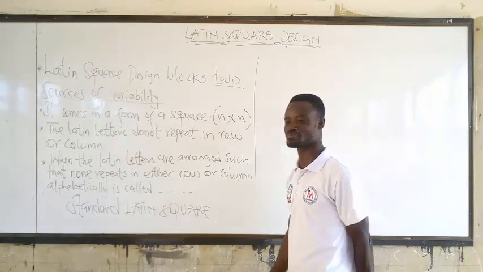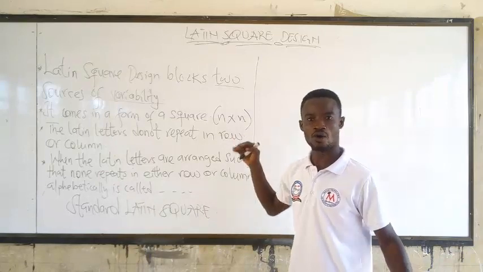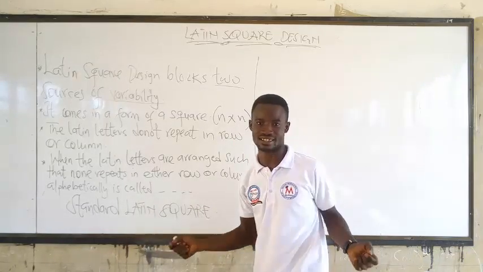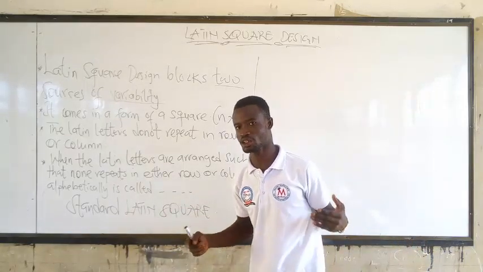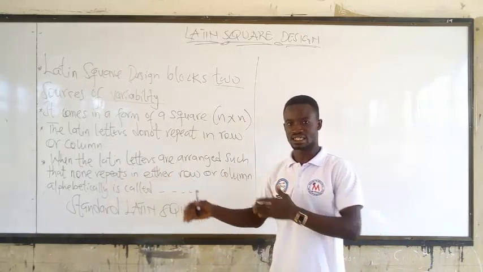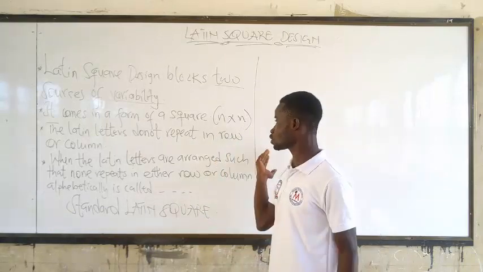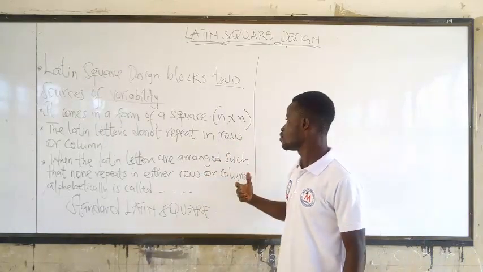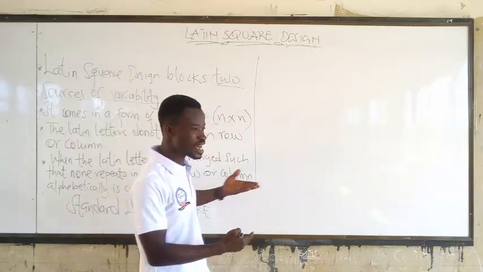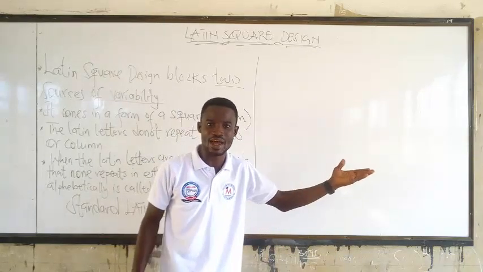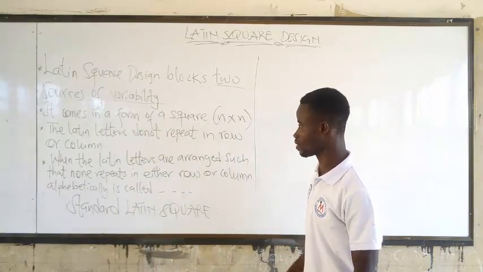Alright? Trust you. The Latin letters cannot repeat in row or column. The letters can be any of the alphabets you know, but here we are going to base on A, B, C, D. So, the Latin letters do not repeat in row or column. It can't be that on the same row you are getting the same letters repeating. I will show you an example for you to know what we are talking about.